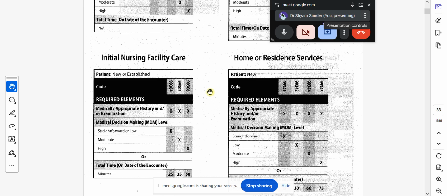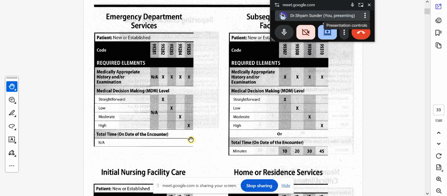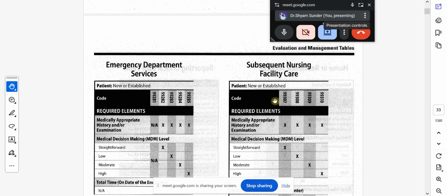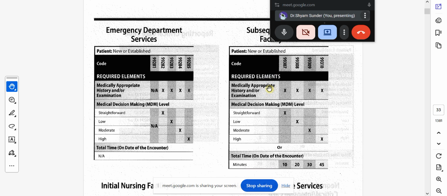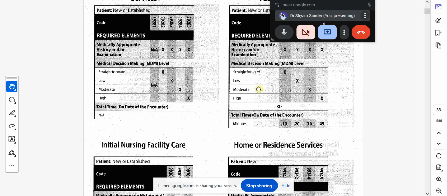If it is the physician's first visit, that is initial nursing facility care. Initial nursing facility care, this first day. Now again, second day, third day also, the physician has to go to the bedside, right? That is subsequent nursing facility care. Yeah, okay. If the patient is admitted, you consider initial, subsequent care.